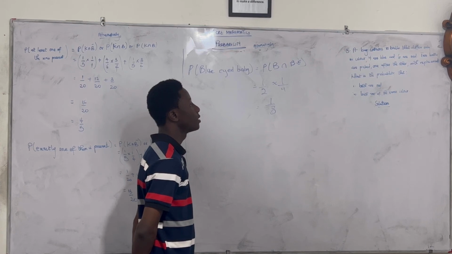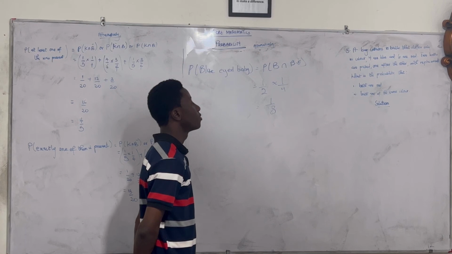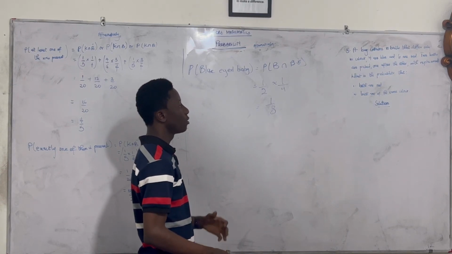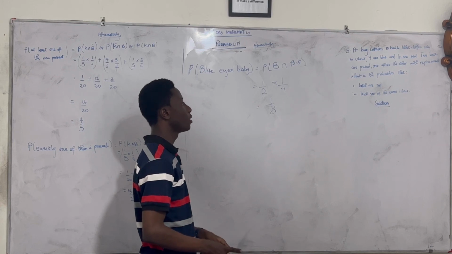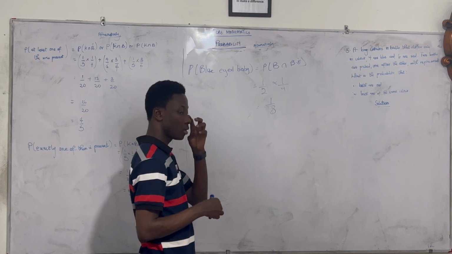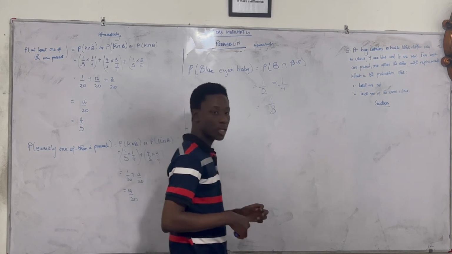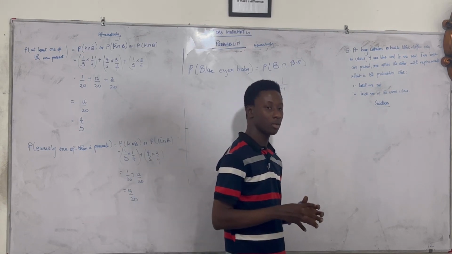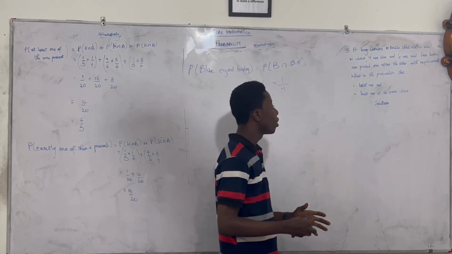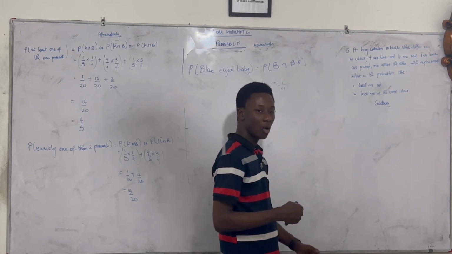A bag contains 10 balls that differ only in color. Sorry, 4 are blue and 6 are red. So a bag contains 10 balls, alright? 4 of which are blue, 6 are red. Now, 2 balls are picked one after the other with replacement. Pay attention, it's very important.